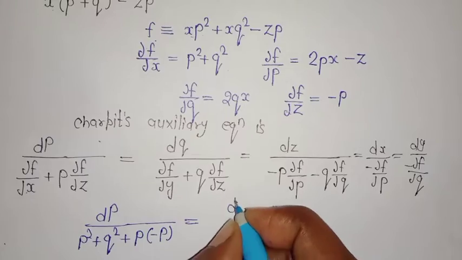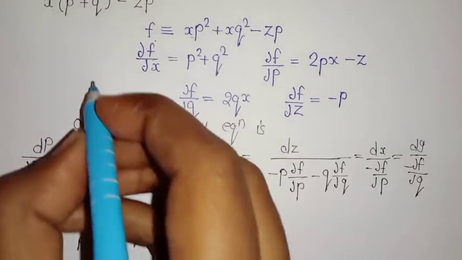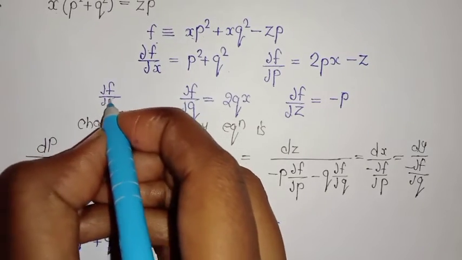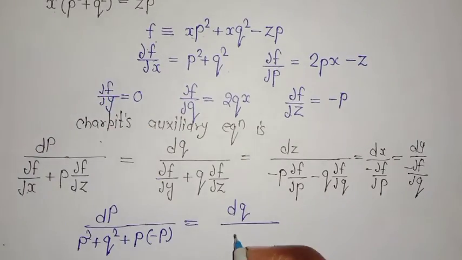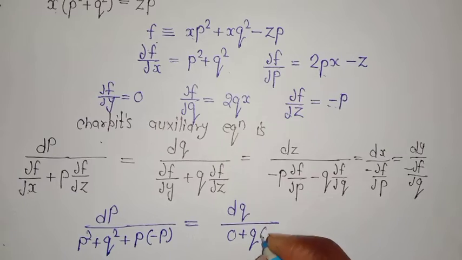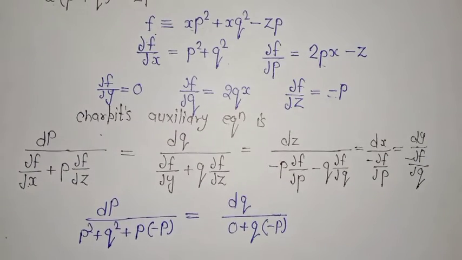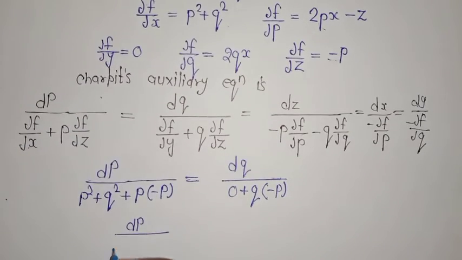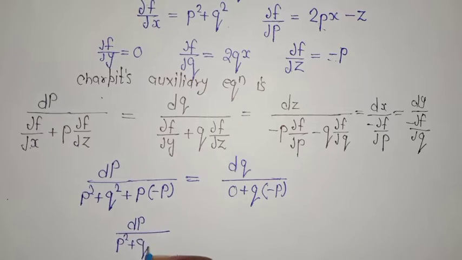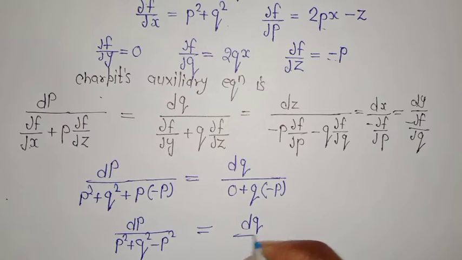Now dq upon ∂f/∂y plus q ∂f/∂z. Since the term of y was not present, ∂f/∂y becomes 0. So we can put here 0 plus q, and ∂f/∂z was minus p, so this is minus pq. Now if we take these two ratios, we can solve this question easily. So in the next step we can write dp upon p square plus q square minus p square is equal to dq upon minus pq.